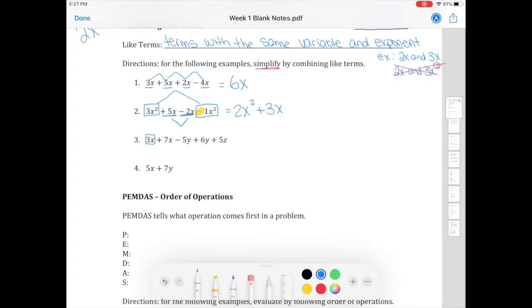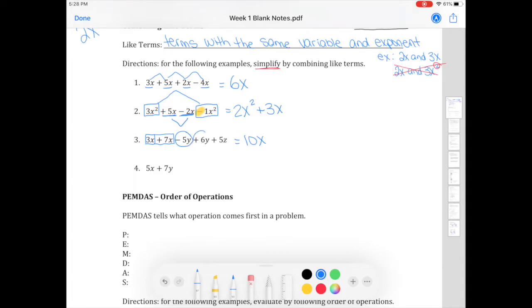All right, for number 3, first thing I see is 3x. So I'm going to combine that with all of my other x's, not x squareds, just x's. So I have another x right here. It's a plus 7x, and that's the only other x in the problem. So I just combined 3x plus 7x. That gets me 10x. And then I move along to the next one.